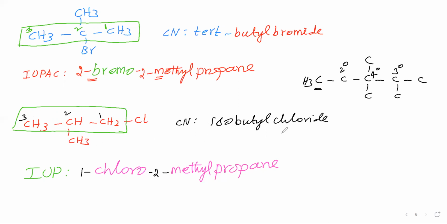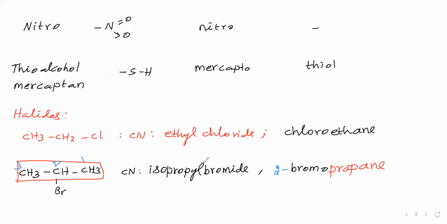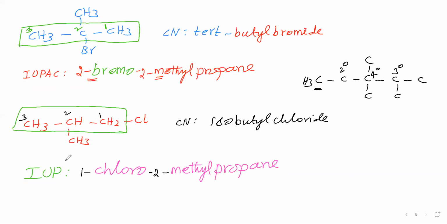In the isobutyl chloride, chlorine is attached to primary carbon, not at tertiary carbon. If halogen is attached to tertiary carbon, then we have to call it tertiary butyl. In the isopropyl bromide, the halogen is attached to secondary carbon and the second carbon is having two methyl groups. Okay, then next compound we will take.